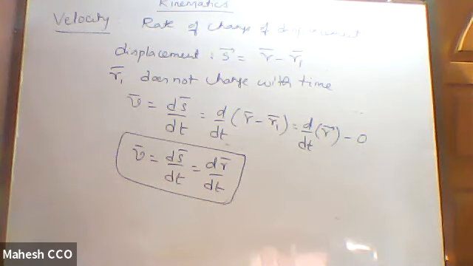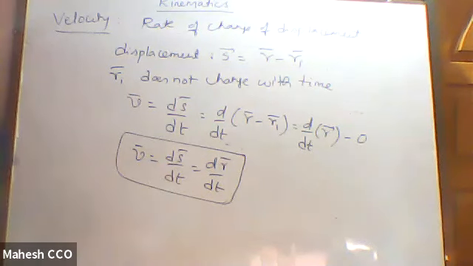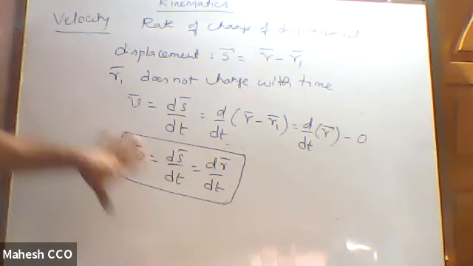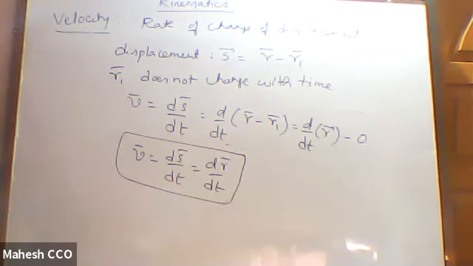So velocity, which is the differentiation of the displacement vector, is also the differentiation of position vector. Okay, so that is the idea. This mathematical definition of the velocity is important. It will help us in some things.